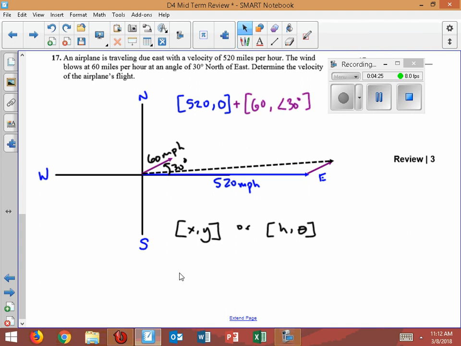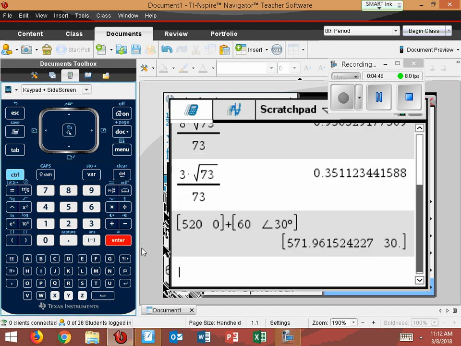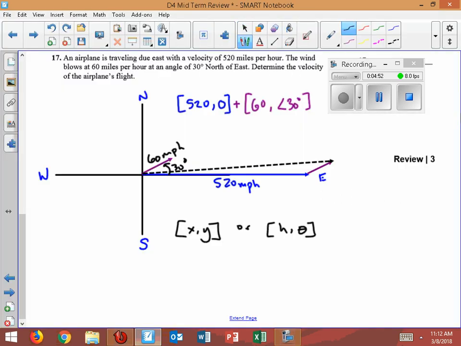So now we just go to the calculator. Control parenthesis, 520, comma 0, plus 60, comma, angle with control book, 30 degrees. Press enter. Now the calculator always gives you the x and y. Basically what it gives you is the location of the airplane. It tells you this airplane is, I'm going to round, 572 miles to the right and 30 miles up. That's basically what the calculator gives you first.